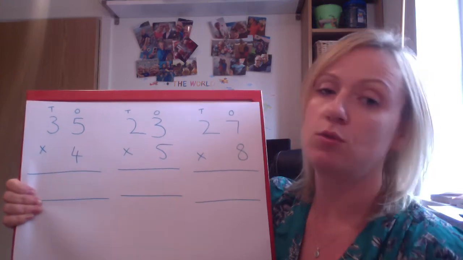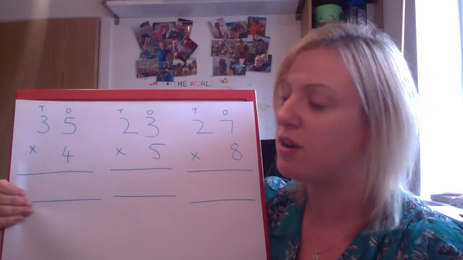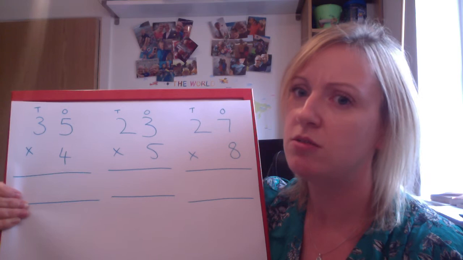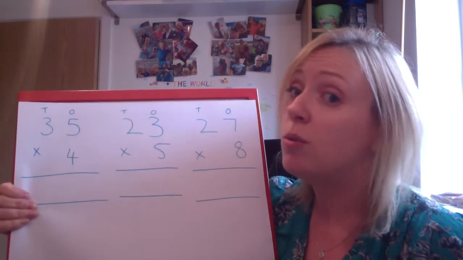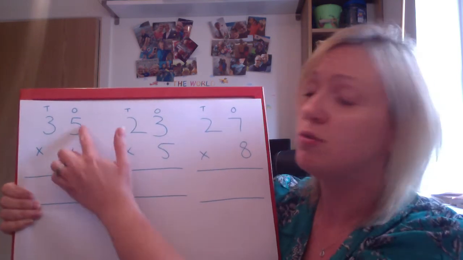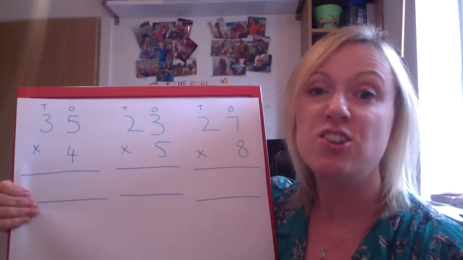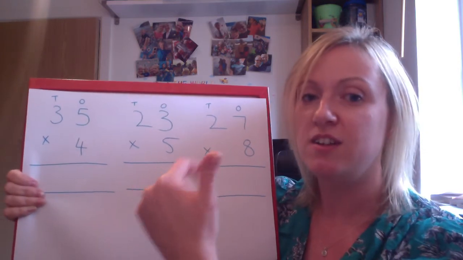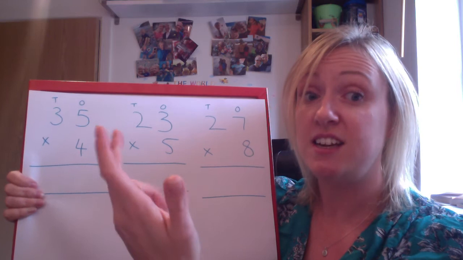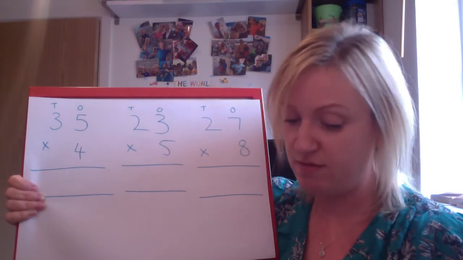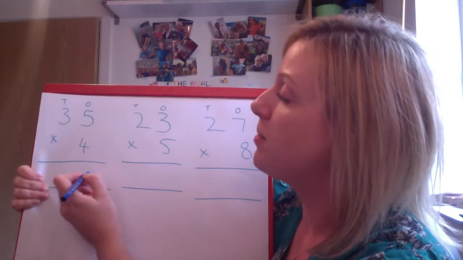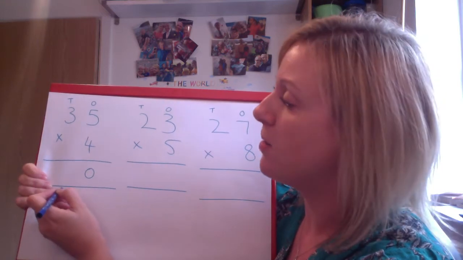5 times 4 for our first question. 5 times 4, I'm pretty sure we should be able to do. We could count in 4s or we could count in 5s, depending on which is your favourite way around of doing this. Should we count in 5s? 5, 10, 15, 20. Lovely. Well done. So I'm going to pop in my 0 and carry my 2.